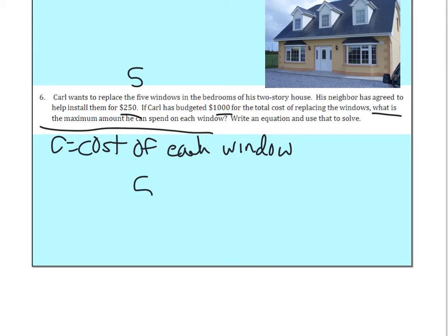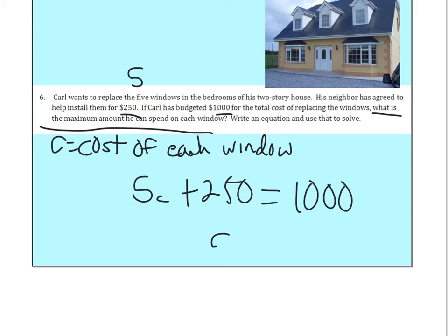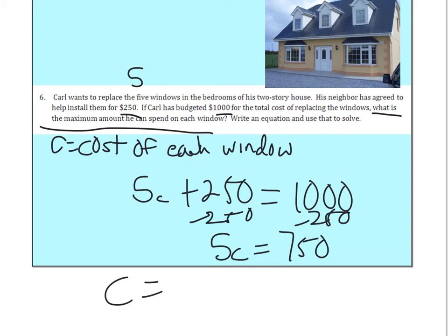then that means he's got 5 windows, so 5 times C plus 250 for his neighbor helping him, and he's only got $1,000 to spend. So I've got 5C equals 750, subtract 250. So 750 divided by 5, that means he's only got $150 to spend on each window.